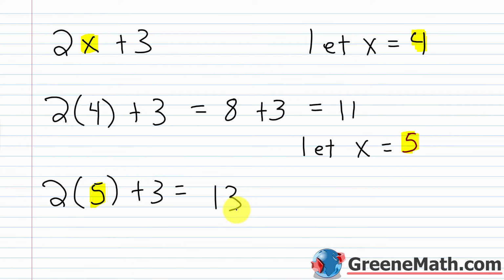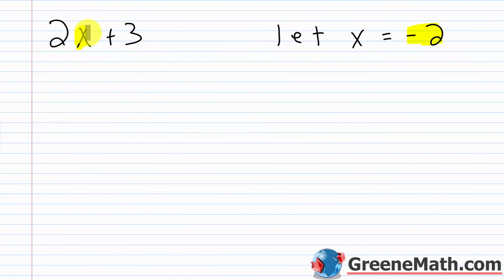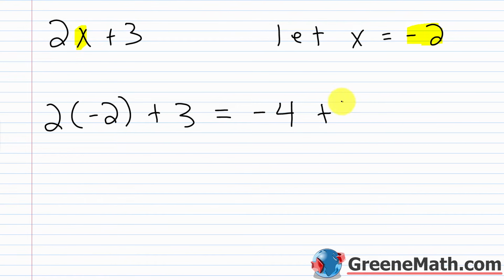Let's do one more. Let's say, again, 2x plus 3. Let's let x equal negative 2. So I'm going to plug in a negative 2 for x, right? Very, very simple. So 2 times negative 2 plus 3 equals what? 2 times negative 2, remember, positive times negative is negative. 2 times 2 is 4. So that's going to give me negative 4, then plus 3. And at this point, we know how to add integers, right? Negative 4 plus 3 is negative 1.